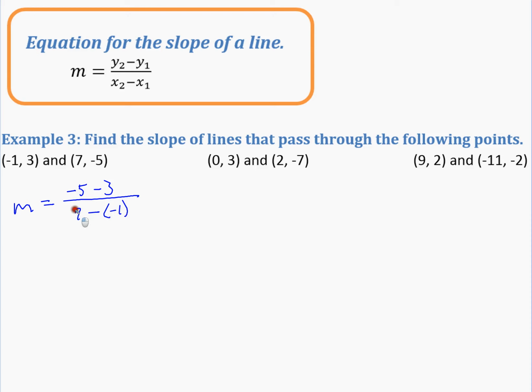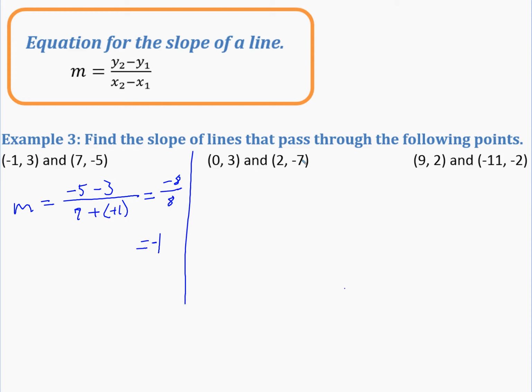Really be careful with your negatives. Don't make those silly mistakes of having a negative instead of a positive or whatever. So negative 5 minus 3 on top is negative 8. 7 minus negative 1 is 8, and then negative 8 divided by 8 is negative 1. So this has a slope of negative 1.